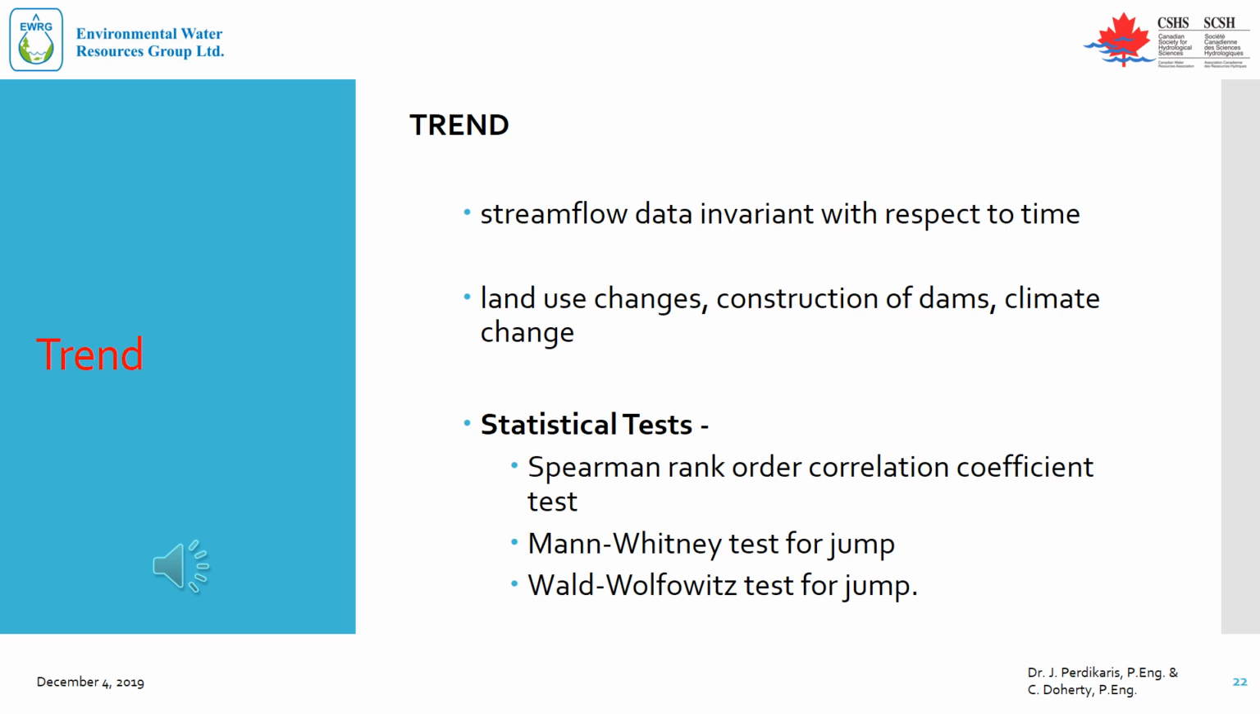There are currently several tests that are used to determine if there is stationarity within the data sample set. These include the Spearman rank order correlation coefficient test for trend, as described in NERC 1975, the Mann-Whitney test for jump by Mann and Whitney 1947, and the Wald-Wolfowitz test for jump by Siegel 1956.